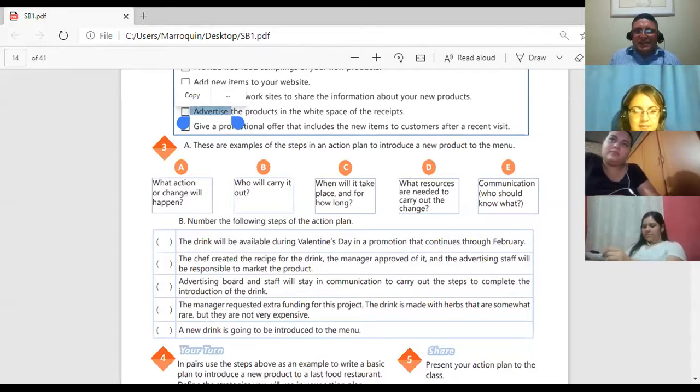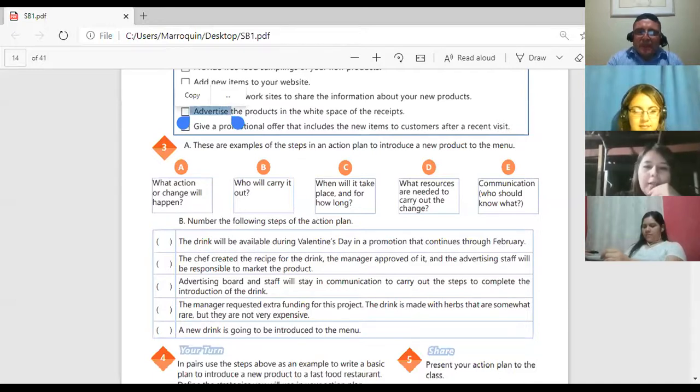Next parenthesis. The manager requests extra funding for this project. The drink is made with herbs that are somewhat rare, but they are not very expensive. All right, good. And the last one. A new drink is going to be introduced to the menu. Okay, very good.